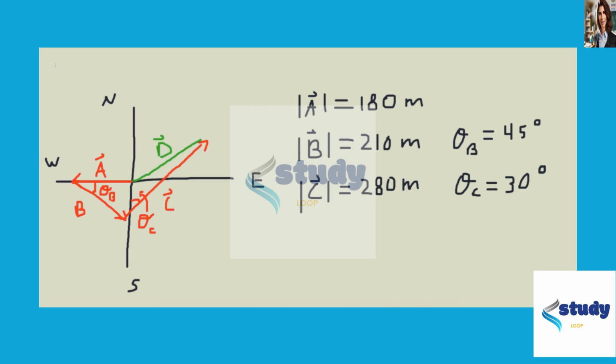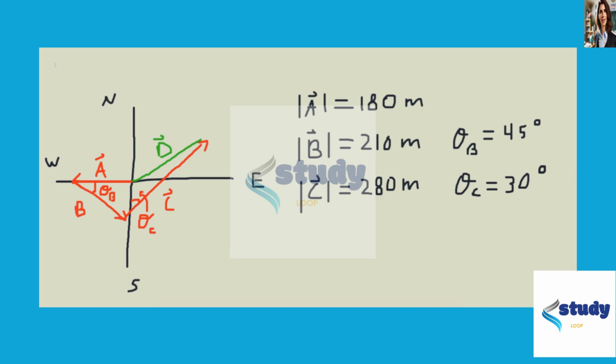For our question, we're asked to draw a diagram of the situation in which this traveler finds herself. So she follows a passage 180 meters straight west, or west would be the negative x-axis. So that's vector A, okay? And it's straight west, so it's just along the x-axis.